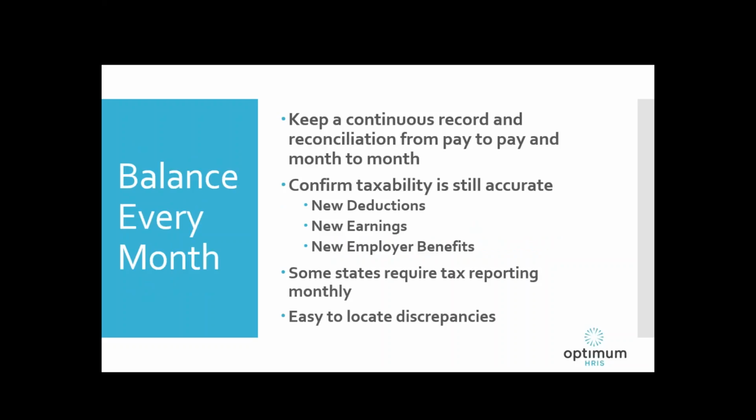With every month, keep a reconciliation that shows pay period to pay period as well as month to month. Review any new deductions or new earnings codes or benefits to make sure that the taxability flags are set properly. It's much easier to correct errors if you find them sooner rather than later. Believe me, it's much easier to correct a tax flag for one pay period than it is for a month or a quarter or a whole year.